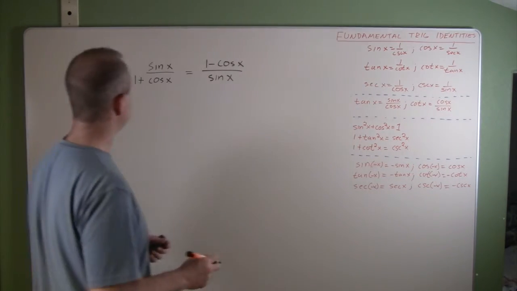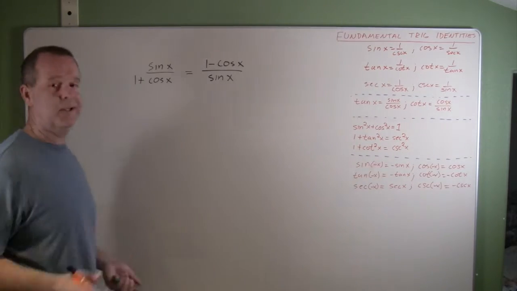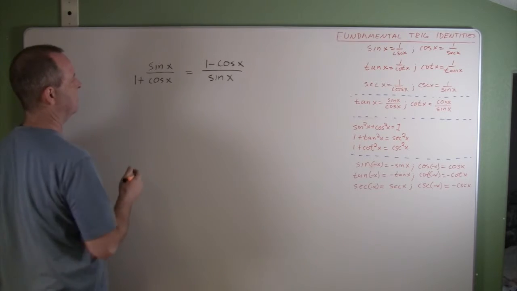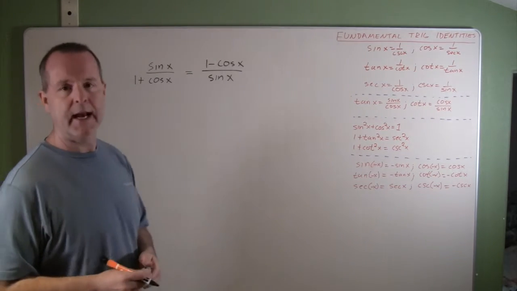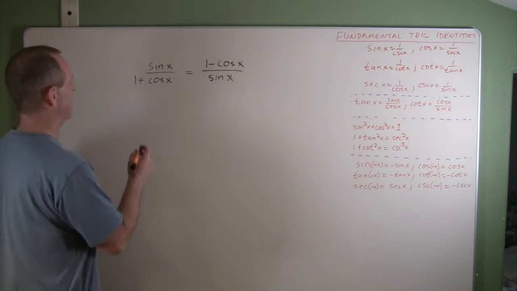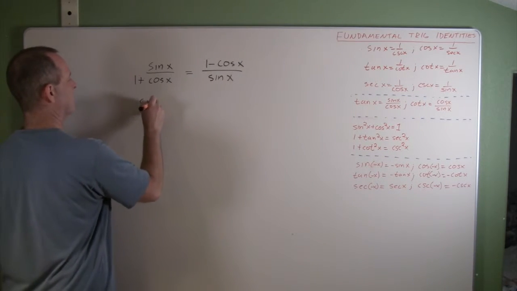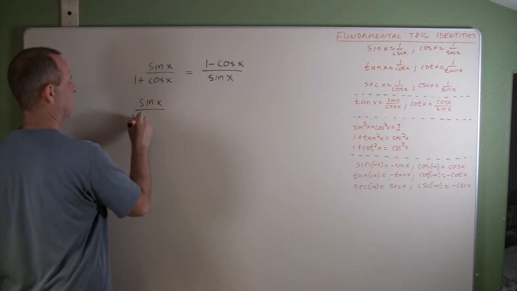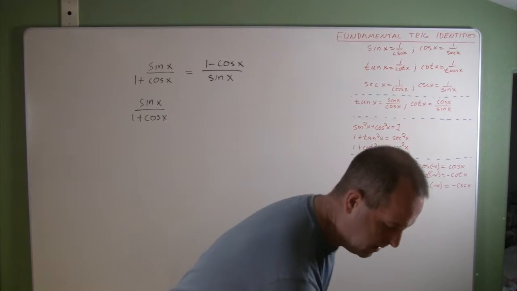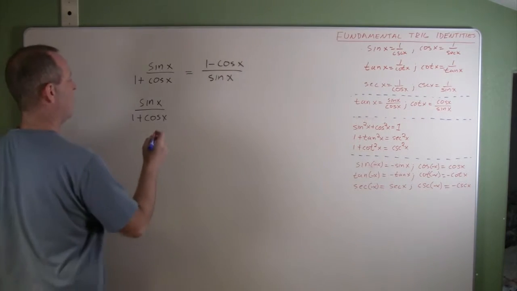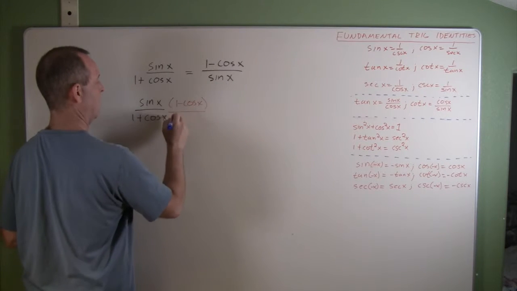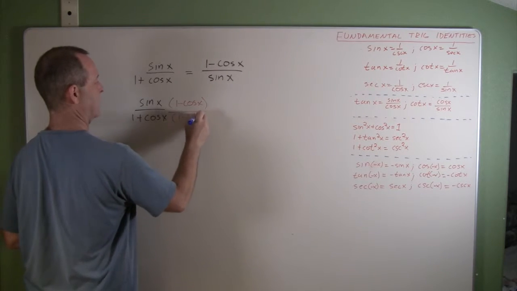Well, one thing I'll probably do on this one is, let's just start somewhere and see where it goes. So let's look at the left side. To me, that's a little bit more complicated because it has a summation in the denominator. So I tend to see those as a little bit more complicated. I'm going to multiply that by a clever version of 1. The clever version of 1 I'm going to choose is 1 minus the cosine of x all over 1 minus the cosine of x.